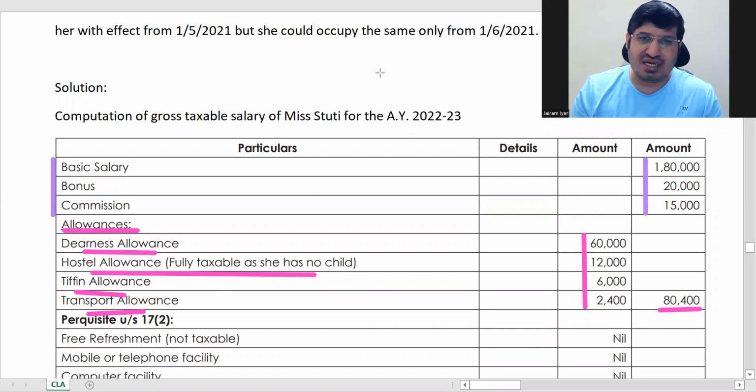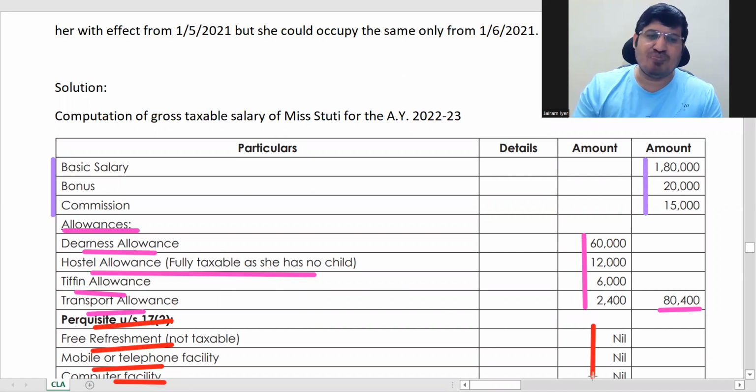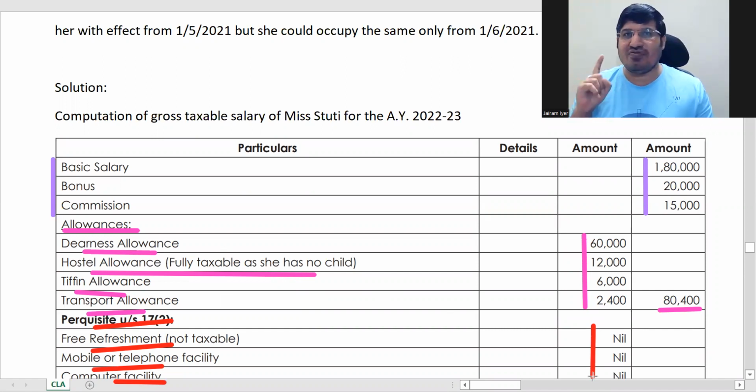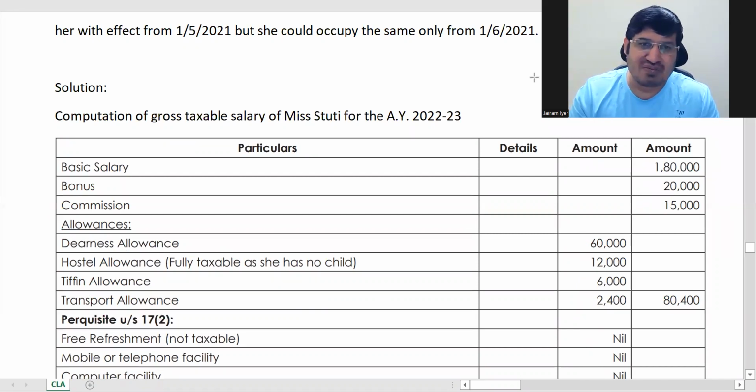Then after that, the last thing is perquisite. In perquisite, those three things we said were not taxable, so all three will be nil. So here we have put everything except rent-free accommodation. So let us compute rent-free accommodation now. Here we will know what all we can take in salary. So we will take basic salary, bonus, commission, and all taxable allowances. Now these are fully taxable allowances.